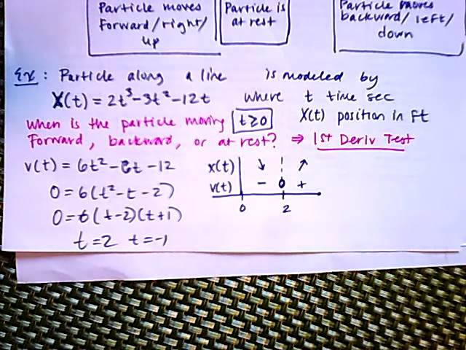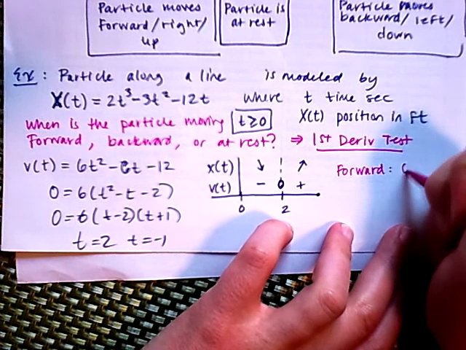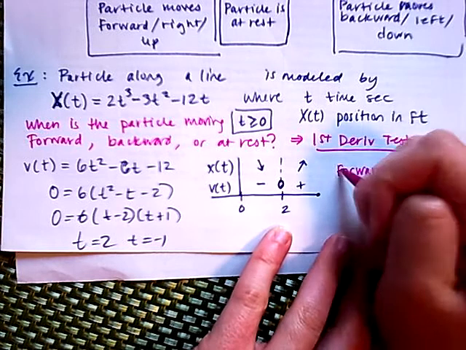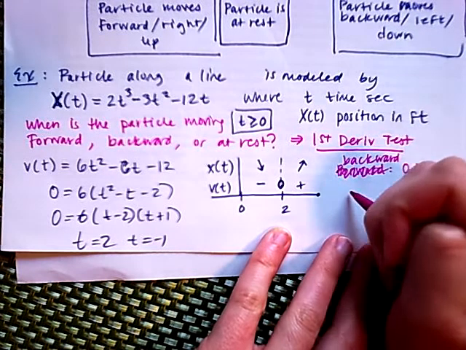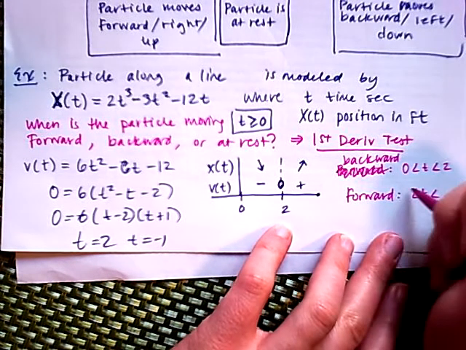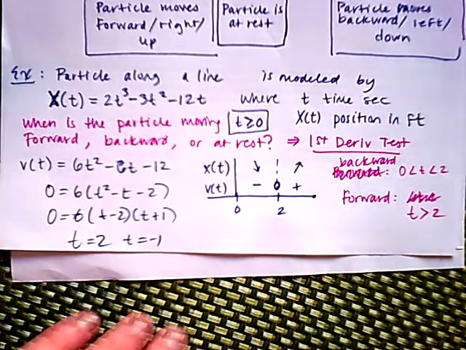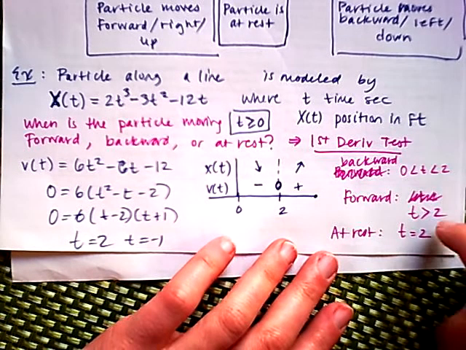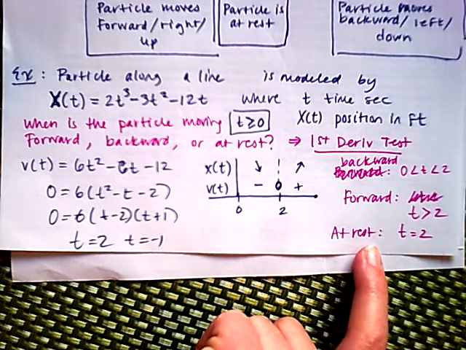So our conclusions would be it's moving forward between, starting at 0 and going until 2. Oh, sorry, that's backward, my bad. Backward, and then it's moving forward for t values greater than 2, and then it's at rest at t equal to 2. So notice 2 is not included in any of those intervals, because at 2 it's not moving forward or backward; the velocity is 0.